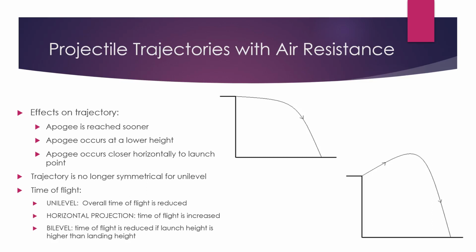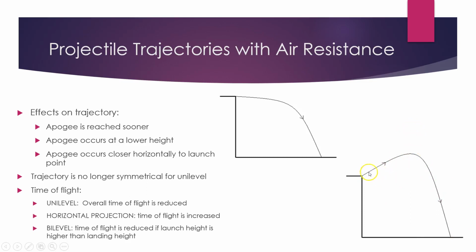For bilevel, it's a bit more complicated again. For bilevel, it's all about how much of the trajectory is up and how much of the trajectory is down. So if we look at a bilevel example here, where your launch height is higher than your landing height, and if we go around the apogee, we can see that more of the trajectory is on the downwards path than the upwards path.